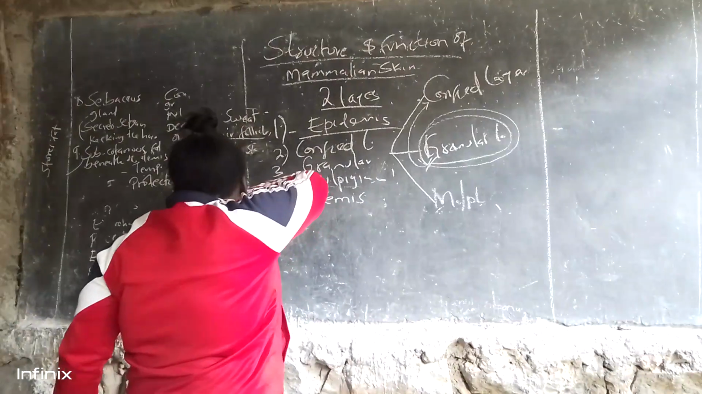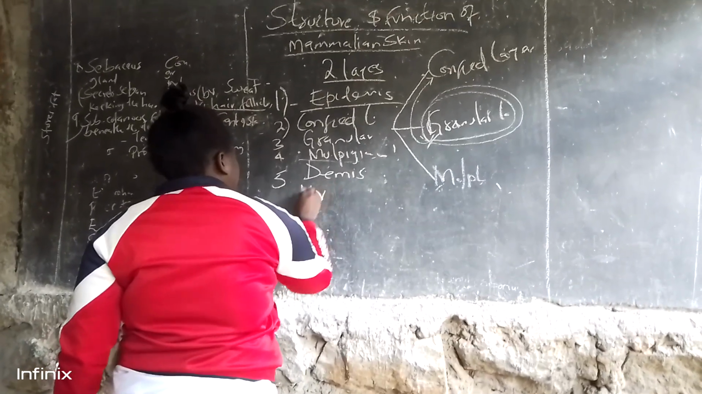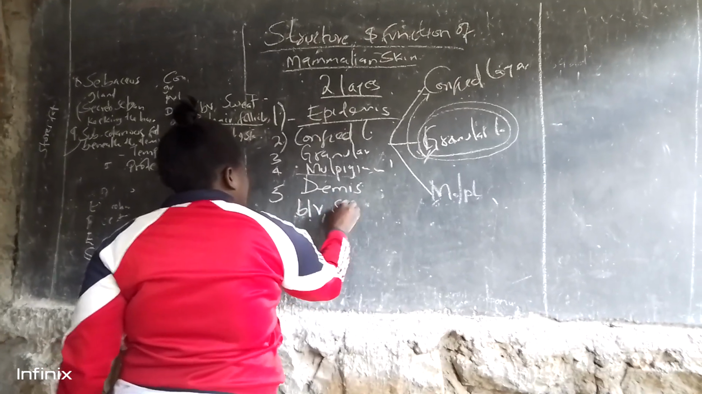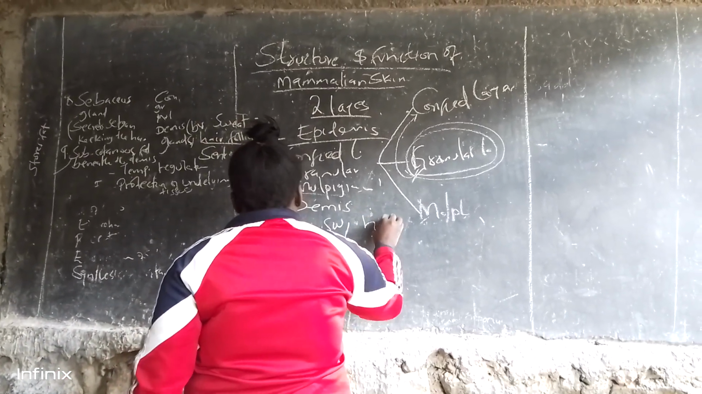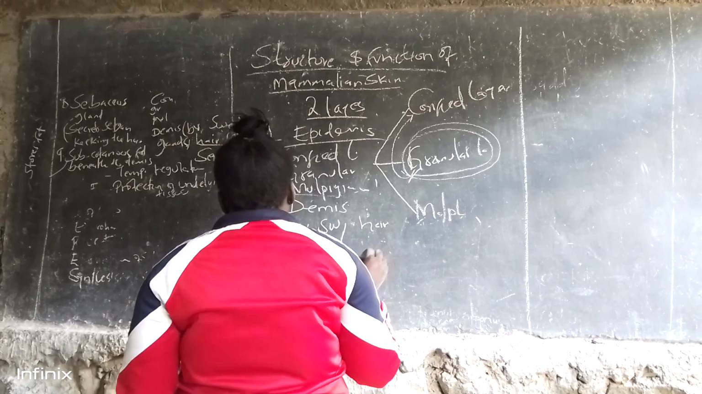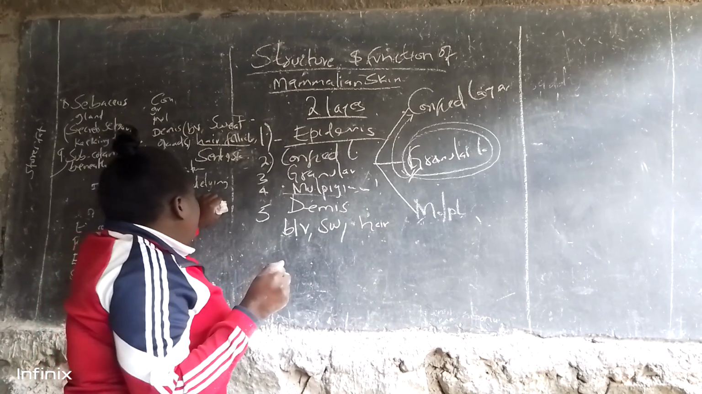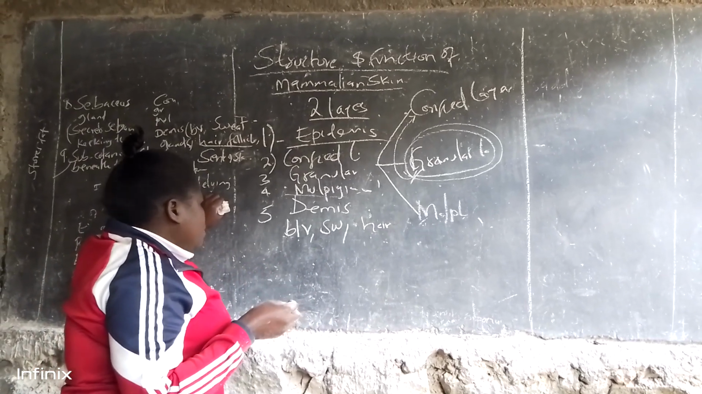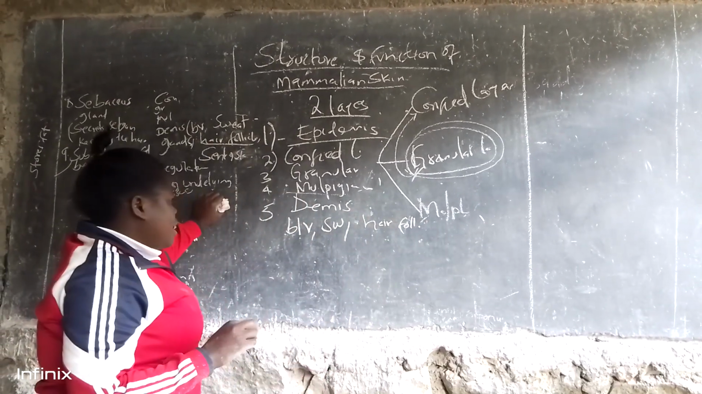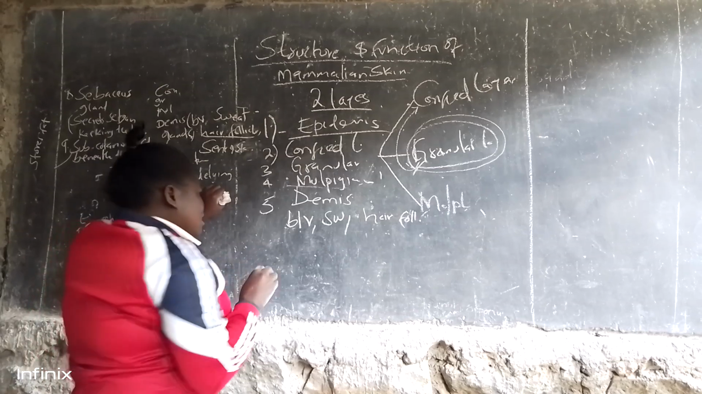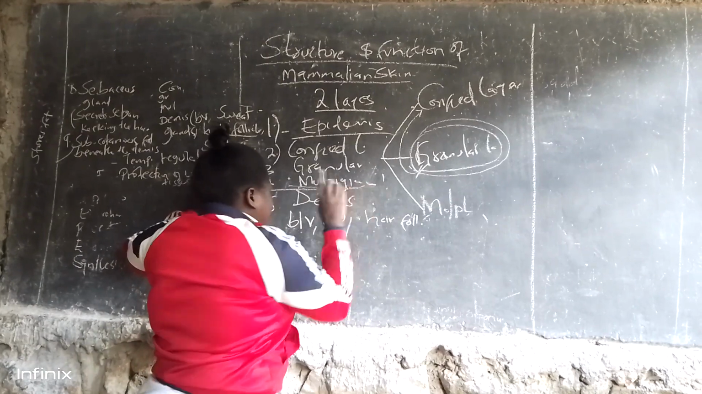The dermis consists of blood vessels, sweat glands, and even hair follicles. It consists of blood vessels, sweat glands, and hair follicles in the dermis.